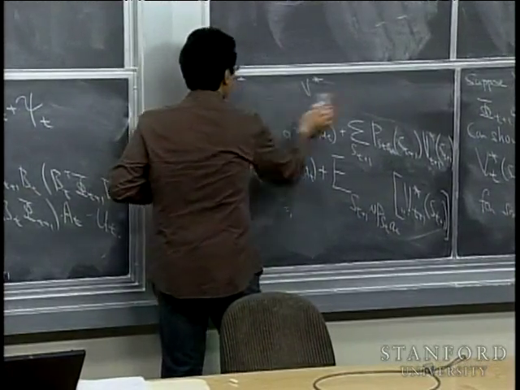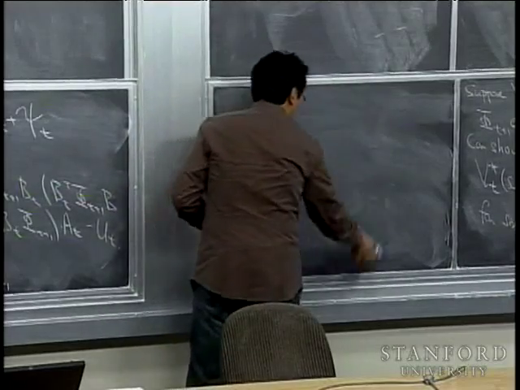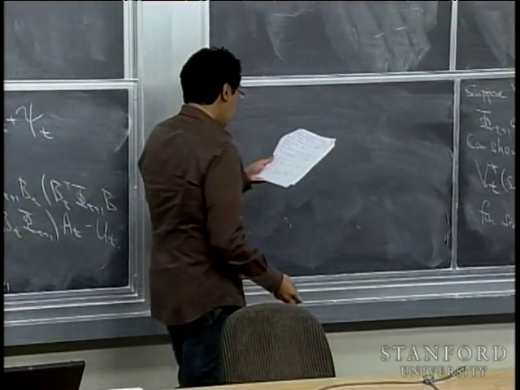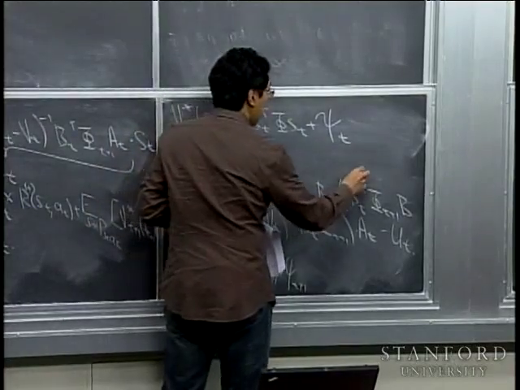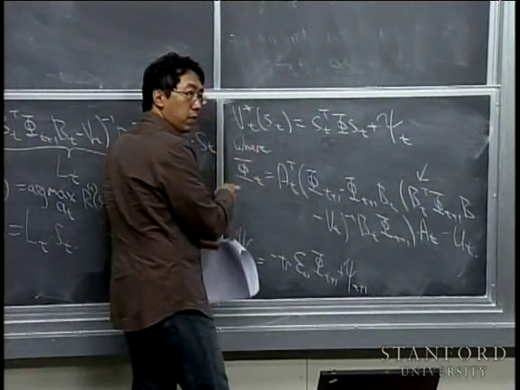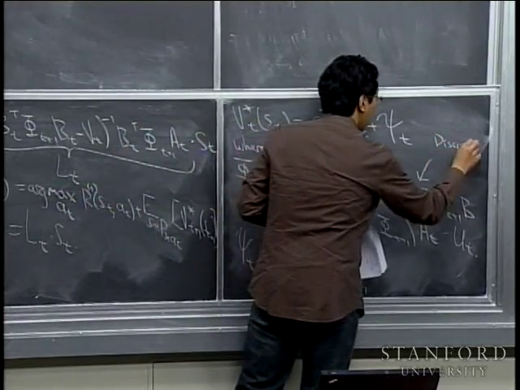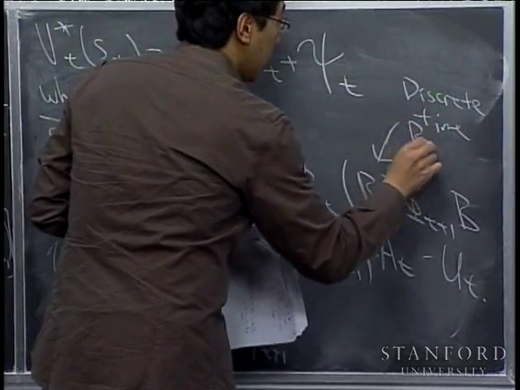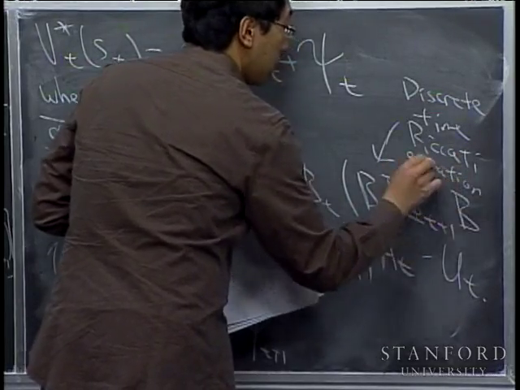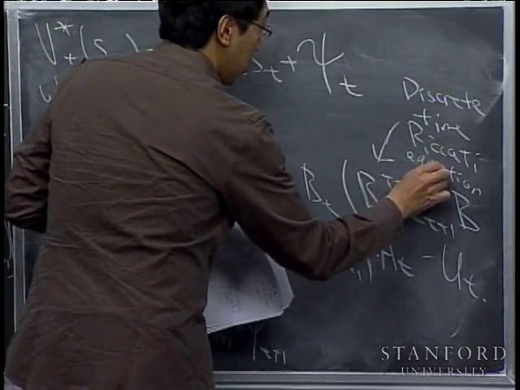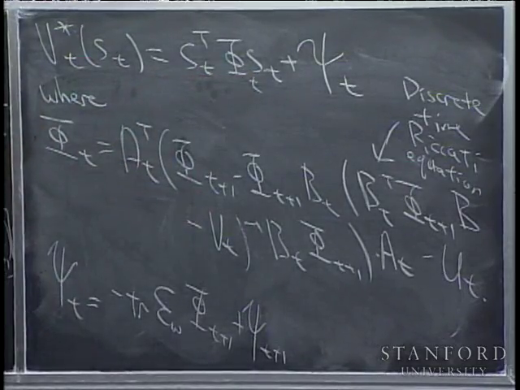And so, to summarize, here's the LQG, here's the finite horizon, and actually just to give this equation a name as well, this recursion in terms of the phi t's is called the discrete time Riccati equation. Basically, the recursion that gives you phi t in terms of phi t plus 1.